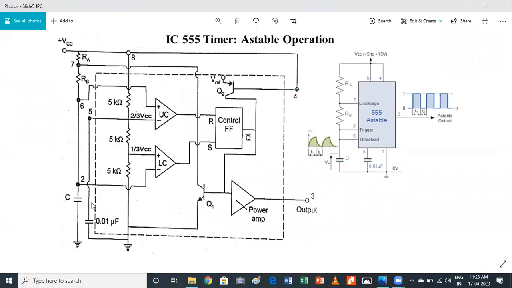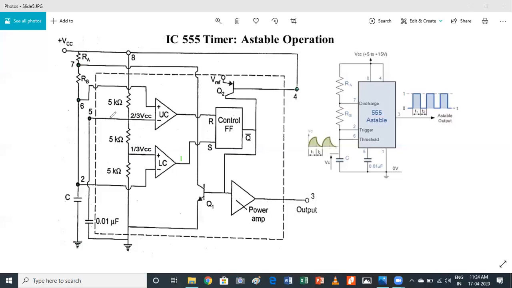So what will happen? Initially, this lower comparator input is less than 1/3 VCC. This is the reference voltage, and this is the input. So Vin is less than V reference now. So what is the comparator output? This is 1. So the lower comparator produces the output 1.